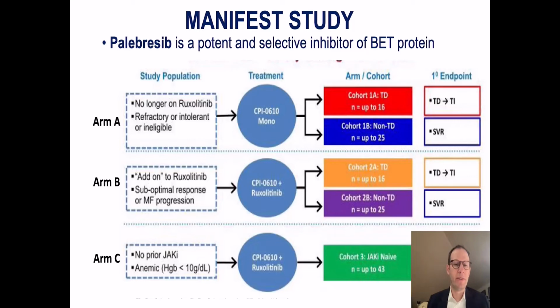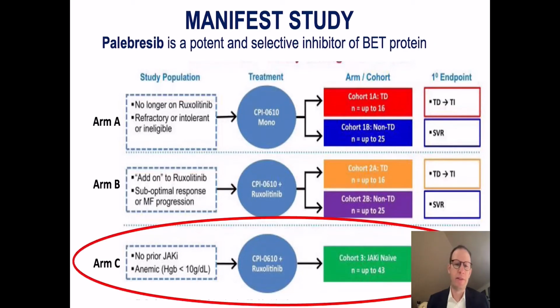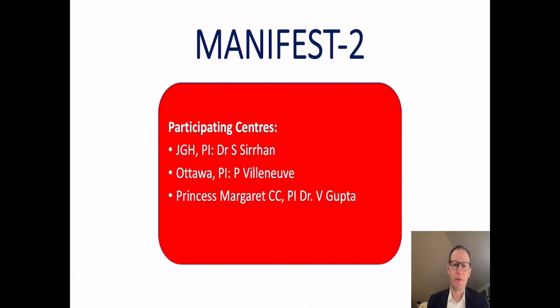And the arm C is in patients who have never been exposed to Jakavi. And in this setting, the drug pelabresib is being used with Jakavi. Okay, and this is the trial that we have currently available at multiple of the sites here, both in Ottawa, Toronto, and Montreal at the Jewish Hospital. Okay.